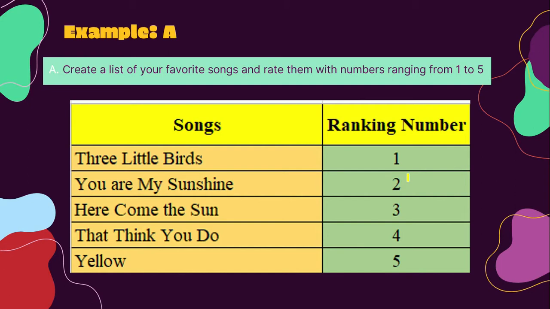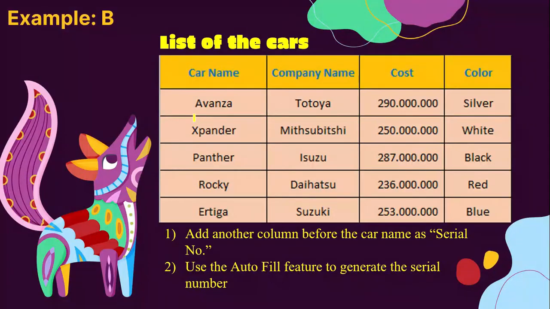And the second, you create the table or the list like this one. Example of B. This is the list of cars. These are the columns: car name, company name, cost, and color. You can type the car names like this one: Avanza, Expander, Panther, Rocky. And the company names: Toyota, Mitsubishi, Isuzu, Daihatsu, and Suzuki. And the cost, you can type like this one.